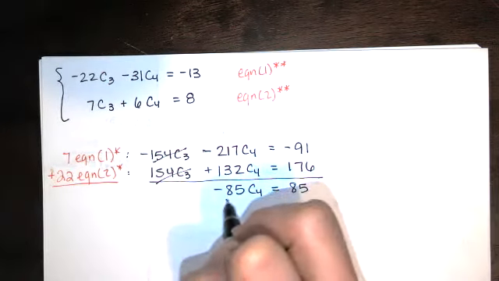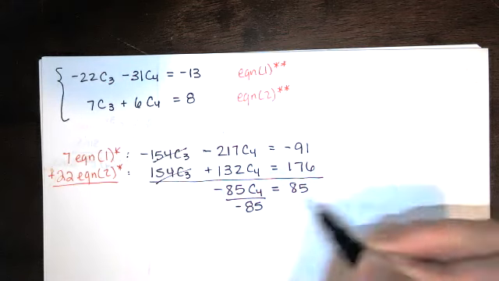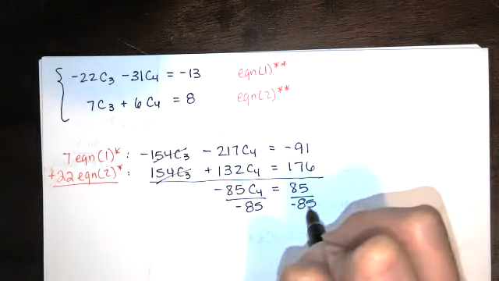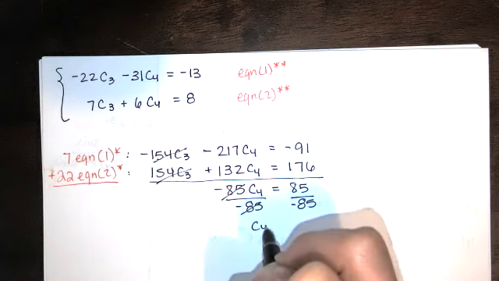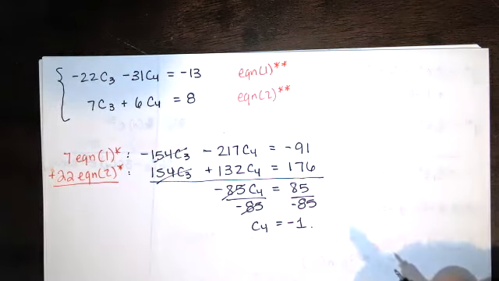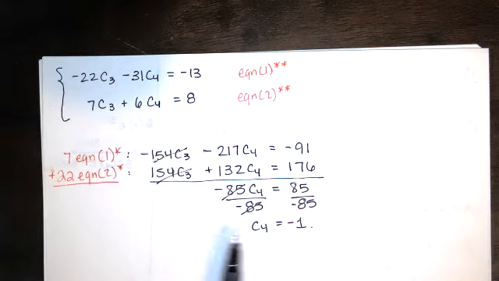Hey, that's nice. That's a good sign. So it looks like C4 must be negative 1. Nice. And now that we know that C4 is negative 1, we can use any one of these equations to find C3. So that is that process.